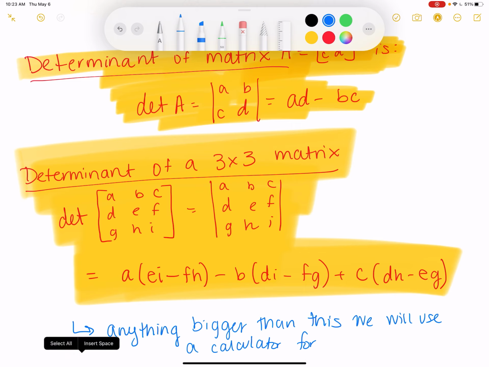So then the second sign is minus. Then you take the determinant of the 2 by 2, d, f, g, i. So it's d times i minus f times g. And then you do c times everything else. You cover up that column, and then you do the determinant of d, e, g, h, so d h minus e g, and then you just solve it and get an answer.